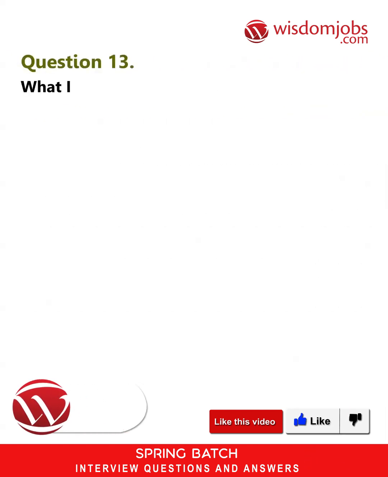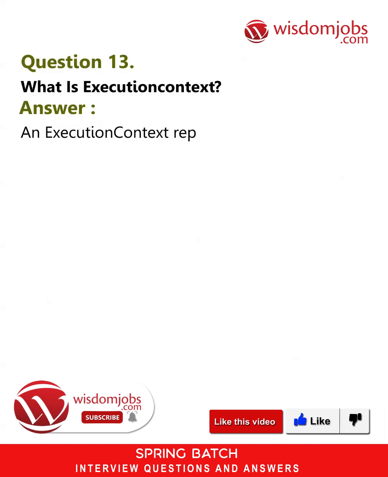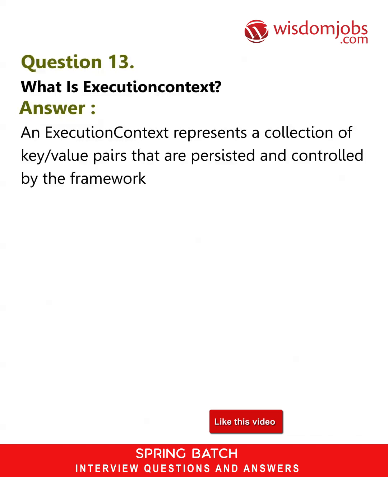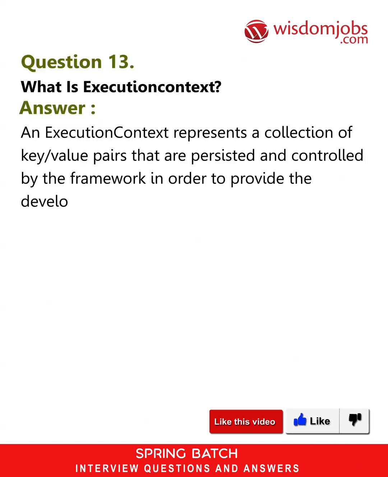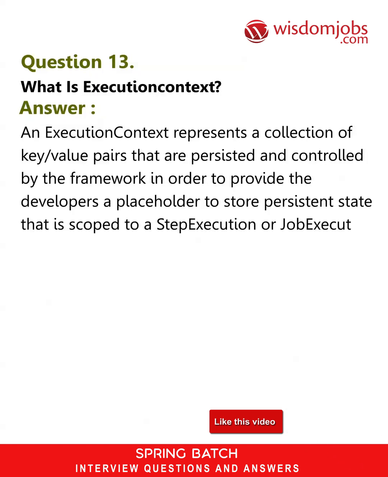Question 13. What is execution context? Answer. An execution context represents a collection of key-value pairs that are persisted and controlled by the framework in order to provide the developers a placeholder to store persistent state that is scoped to a step execution or job execution.